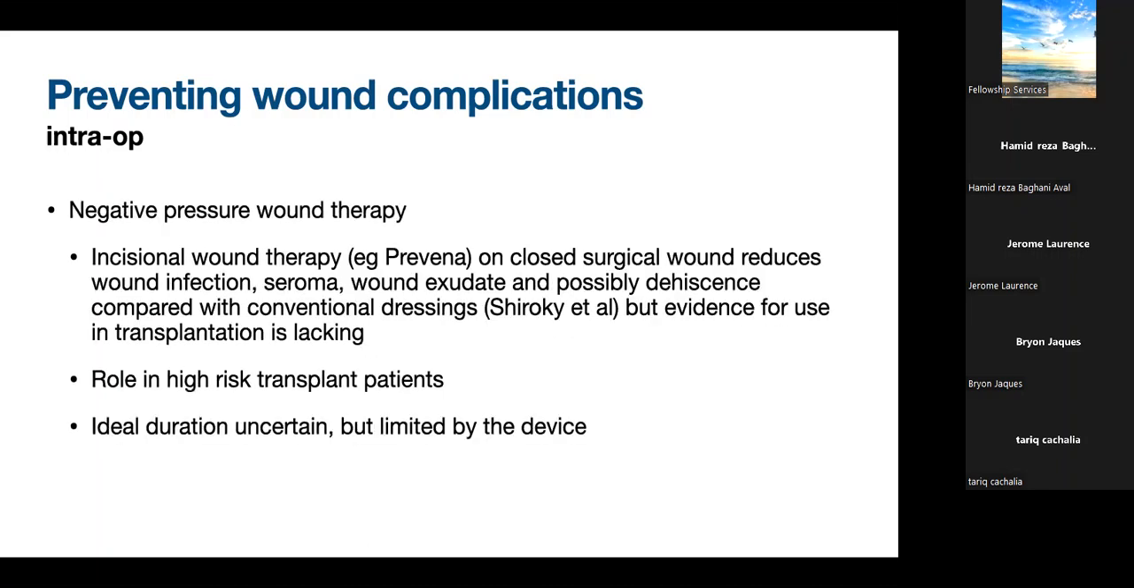Negative pressure wound therapy is something we've been using for most of our high-risk patients over the last year or two, where we use a Prevena dressing on the closed surgical wound. We think that it's useful for the high-risk patients, which is most of our patients. We usually leave the dressings on for about a week, essentially until the battery on the device runs out. That has shown relatively good results. But again, there's not a lot of evidence in the transplant setting for the use of this, and it is costly.